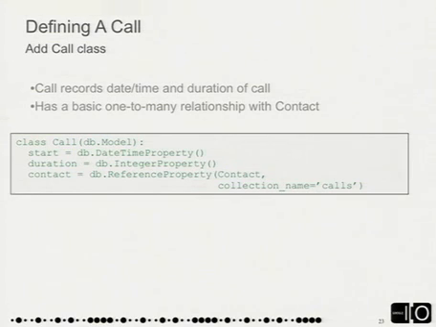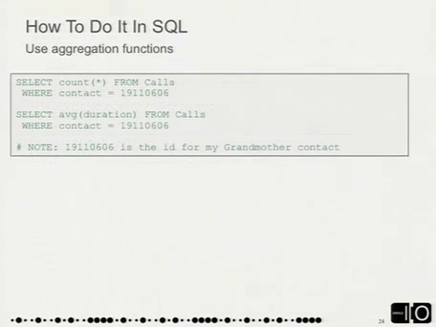Well, how SQL does it is you use aggregate functions. So, for example, if we had a similar table, we could easily get the call count by doing SELECT COUNT(*) FROM calls WHERE contact equals your grandmother's primary key. That would be my grandmother's primary key. Similarly, to get the average, you want to do the AVG over the duration column, and that's how you do it there.